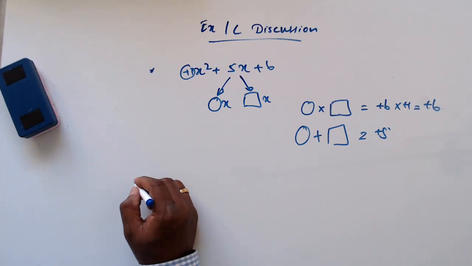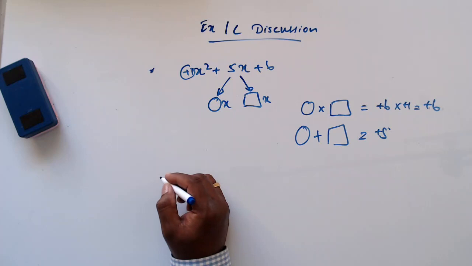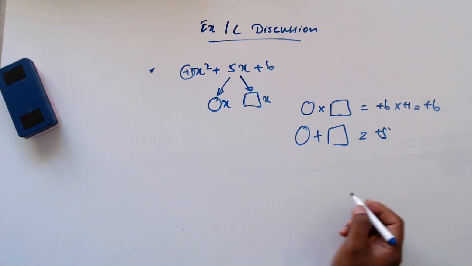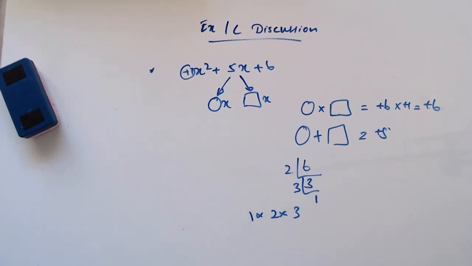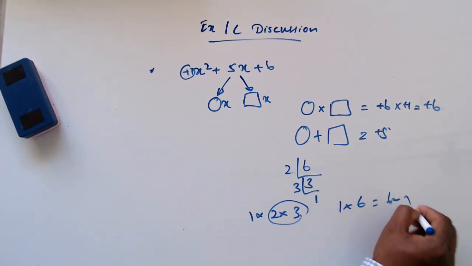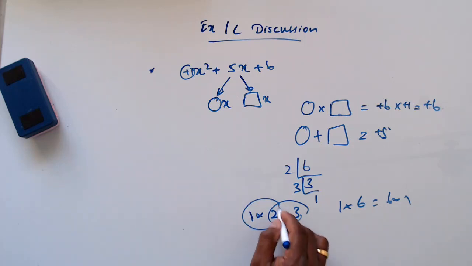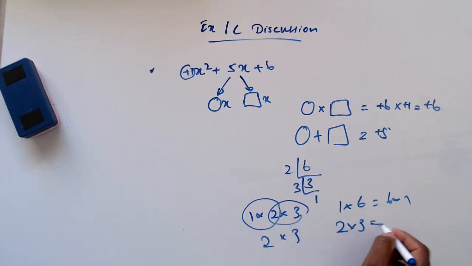Now let's see what the possibilities are. What are the right possibilities? First of all, we want to multiply to 6. Then we are breaking 6: 1 times 6, which is the same as 6 times 1. Another one, 2 times 3, which is the same as 3 times 2. So we have two options. Both options will give multiplication 6. Now out of that, which one will give addition to 5?